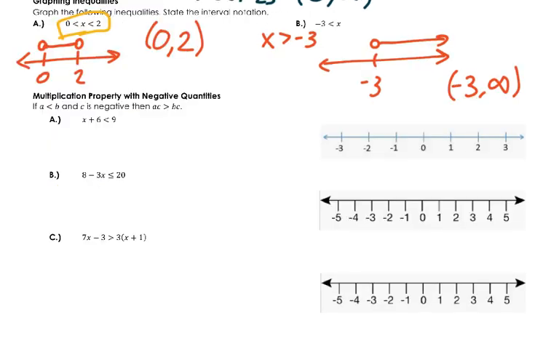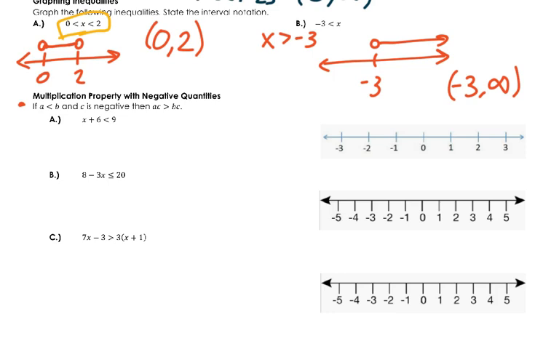Sometimes you will be asked to solve an inequality. If this is true, and you multiply both sides of the inequality by a negative number, you will change the direction of the symbol. So that's what this bullet point here means. If you multiply or divide both sides of an inequality by a negative number, it will change the direction of the symbol.